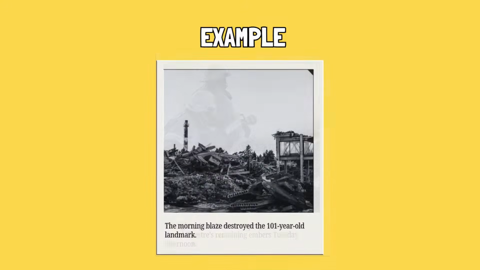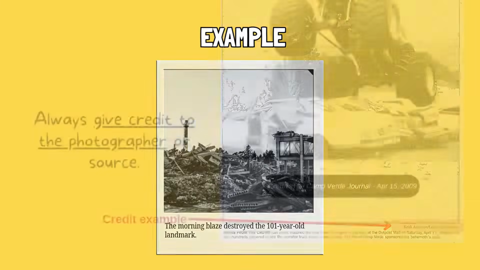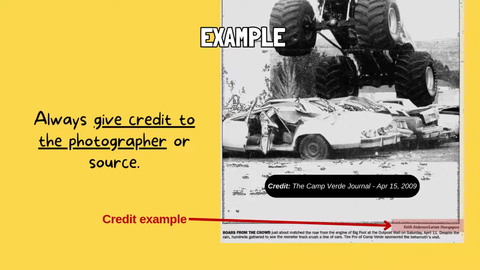You could also provide context. When and where was this photo taken? Why is it relevant to the story? For example, the morning blaze destroyed the 101-year-old landmark. And finally, always give credit to the photographer or source. For example, photo by John Smith from City Times, or photo courtesy of the Westview Fire Department.